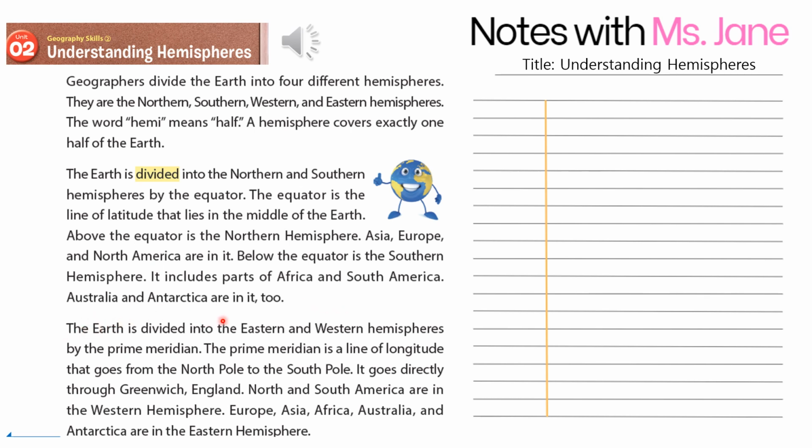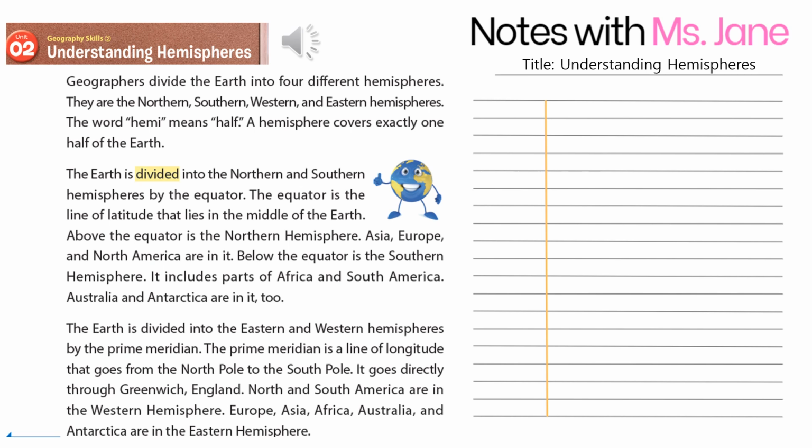The Earth is divided into eastern and western hemispheres by the prime meridian. The prime meridian is a line of longitude that goes from the North Pole to the South Pole. It goes directly through Greenwich, England. North and South America are in the western hemisphere. Europe, Asia, Africa, Australia, and Antarctica are in the eastern hemisphere.